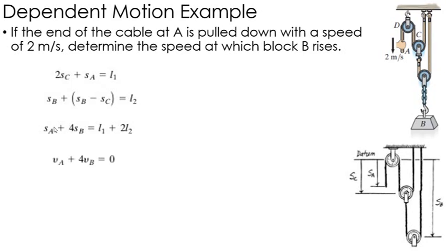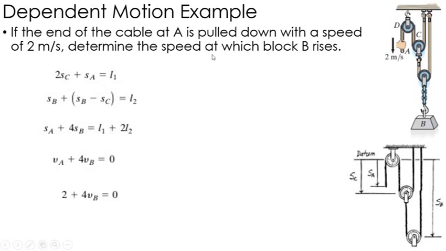Now I'm going to take a time derivative of that to get to the velocity. So the velocity of SA is VA, the velocity of SB is VB, so I have 4VB plus VA. And the derivative of the length of cable 1 and length of cable 2, those lengths do not change. The total length is unchanged, so the time derivative of those equals 0. So I'm left with this relationship between the velocity of A and the velocity of B, knowing that the total length does not change with time.